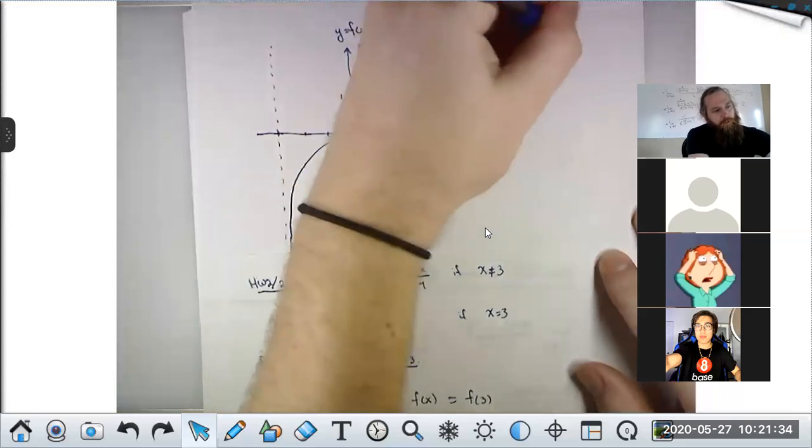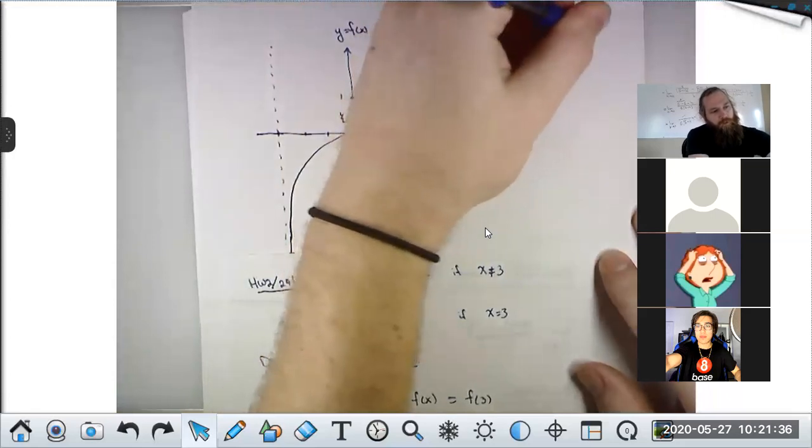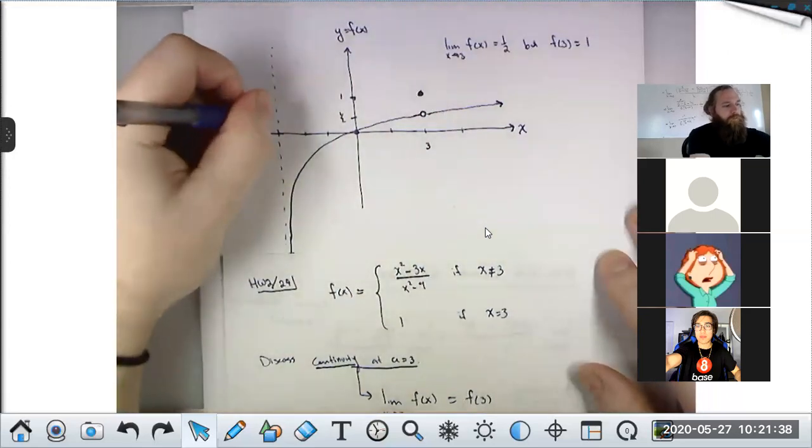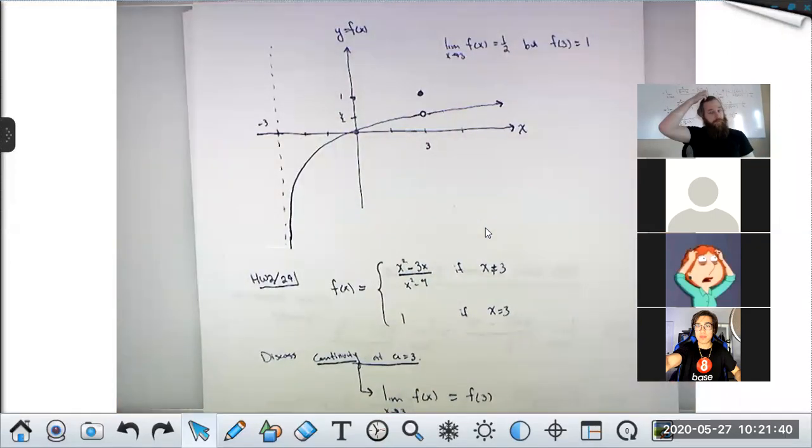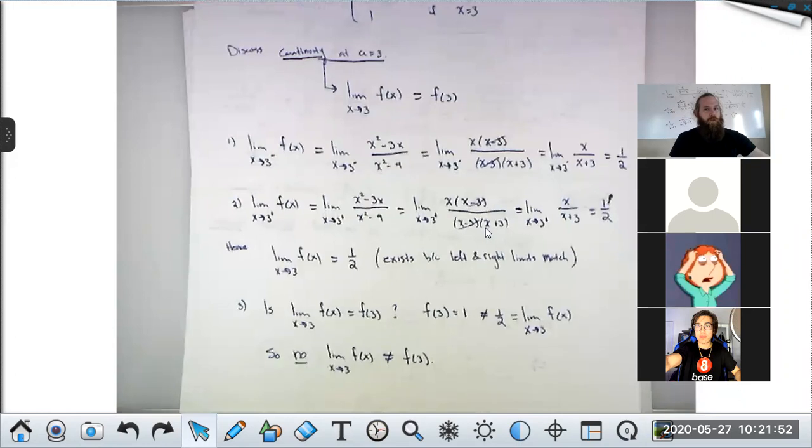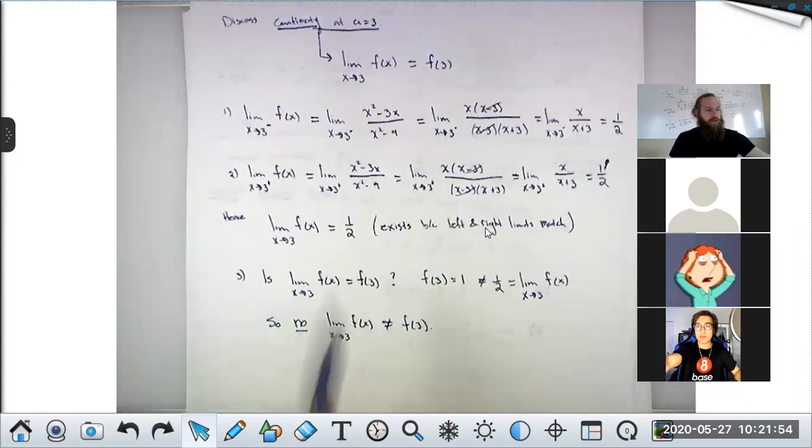But f of 3 is equal to 1. And those two things aren't equal, right? The value of the function is not equal to the value of the limit. And that's what it means for a function to be continuous, for those two things to be equal. So this is the work that we need to show that. We'd have to calculate the left and right limit and deduce that those shared values are the value of the overall limit.